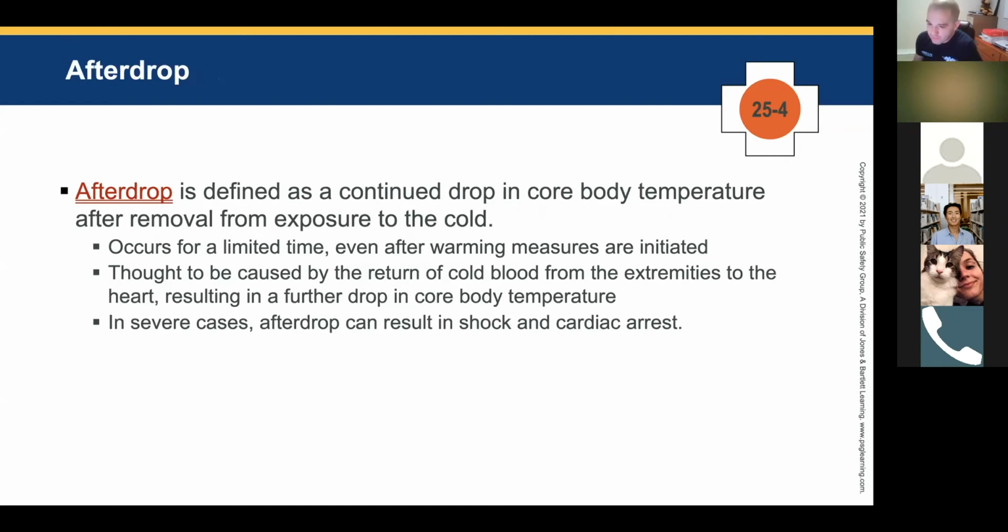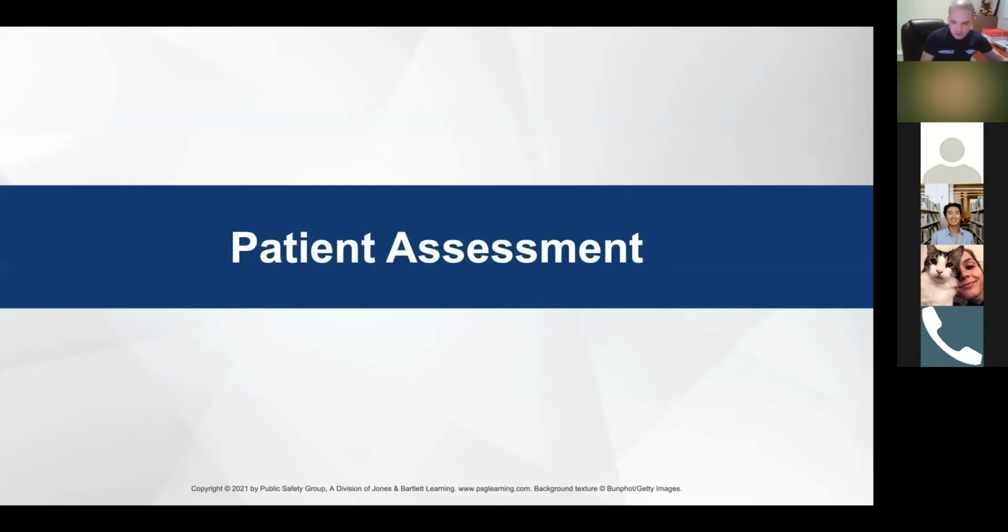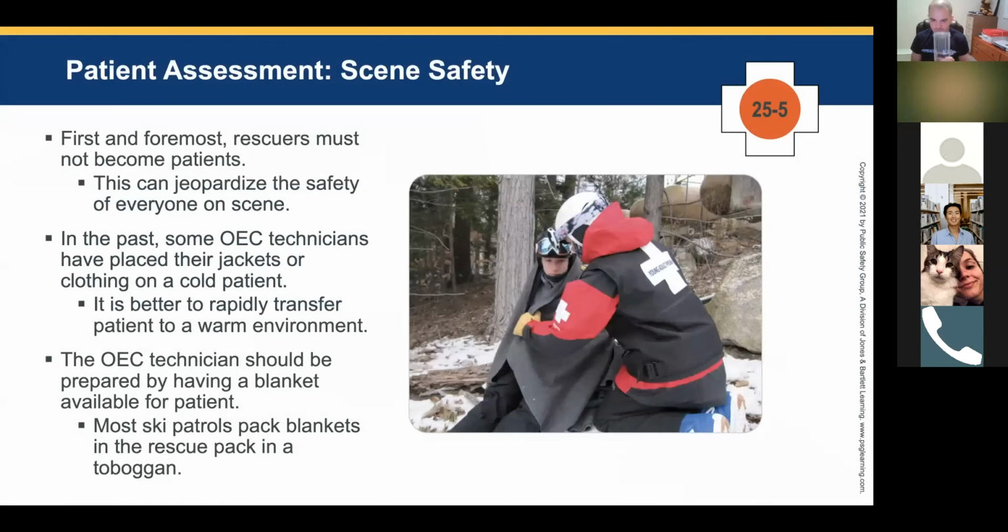And then afterdrop, this is where we have a continued drop in core body temperature, even after removal from exposure to the cold. This occurs for a very limited time, even after rewarming measures are initiated, and it's thought to be caused by the return of cold blood from the extremities to the heart, which results in a further drop in core body temperature. In some severe cases, afterdrop can result in shock and cardiac arrest. So let's talk about assessing patients that are really cold or may have frostbite.